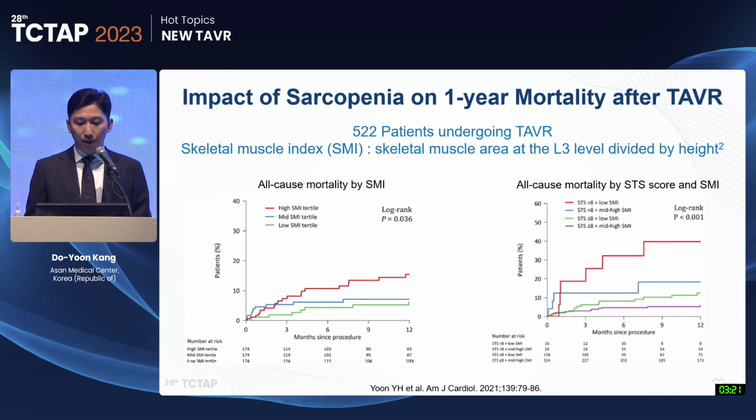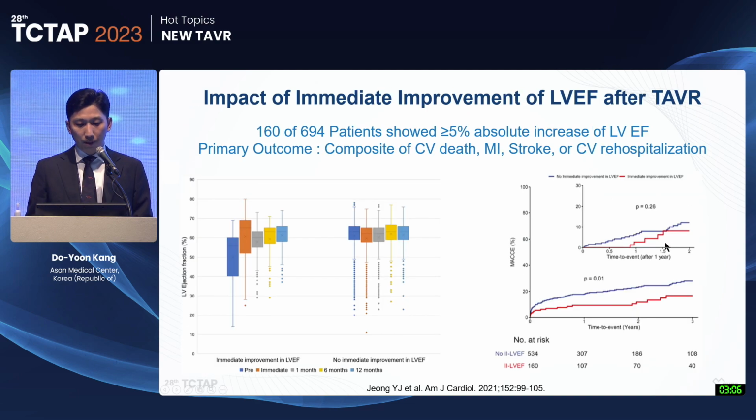And the impact of sarcopenia: patients with sarcopenia showed worse clinical outcome, and whether the STS score was high or low, sarcopenia showed an impact on the worst clinical outcome. And another is the impact of an immediate improvement of 5% or more in LV ejection fraction. The patients who showed an immediate increase in LV ejection fraction after TAVR had better clinical outcome at 3-year follow-up.